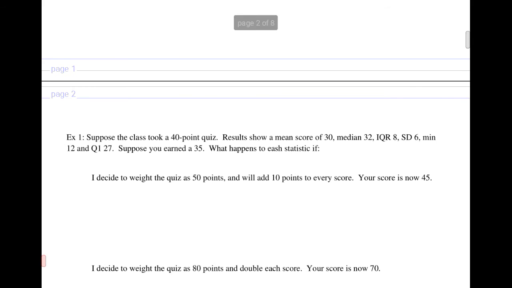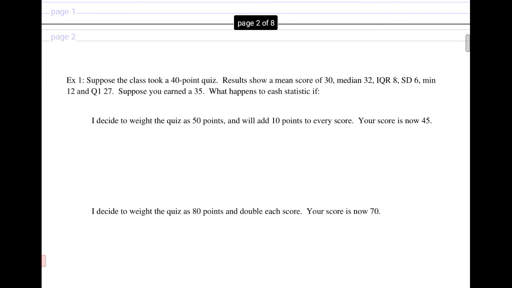So let's start with example 1. Suppose a class took a 40-point quiz. Results show a mean score of 30, median of 32, IQR of 8, standard deviation of 6, minimum of 12, Q1 27. Suppose you earned a 35. What happens to each statistic if I decide to weight the quiz as 50 points and will add 10 points to every score? So your score is now 45.